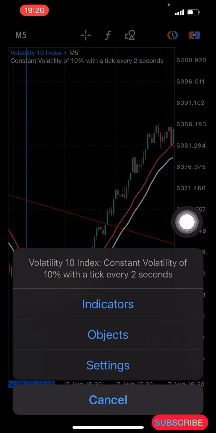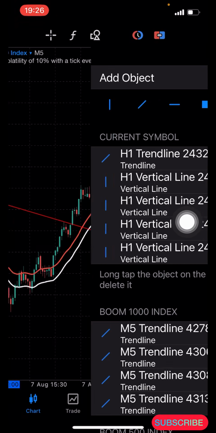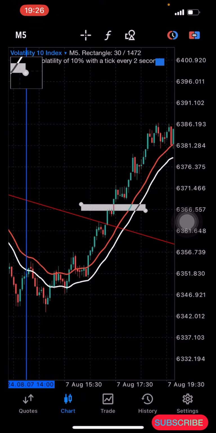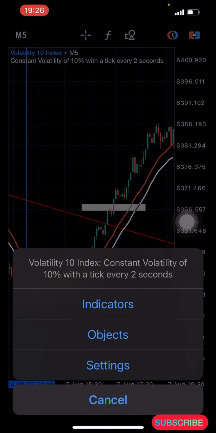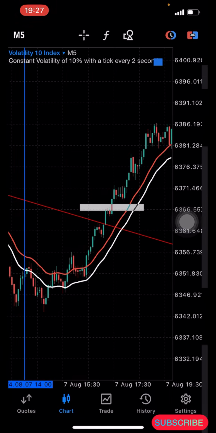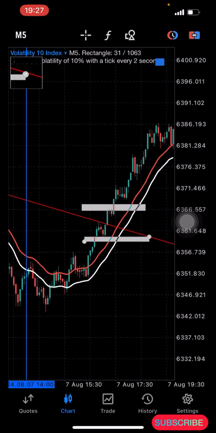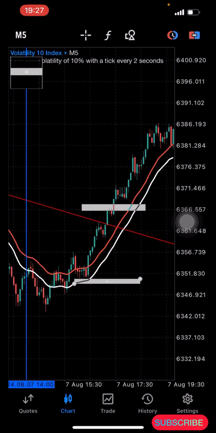In this case, you can take your entry from this area here, and your stop loss can either go below this most recent structure here, or you can put it somewhere here. So far your risk management is good, then there's no problem.